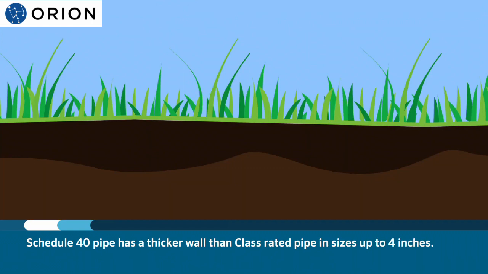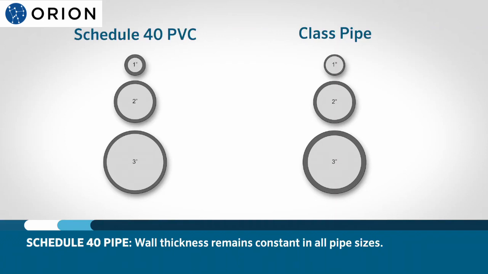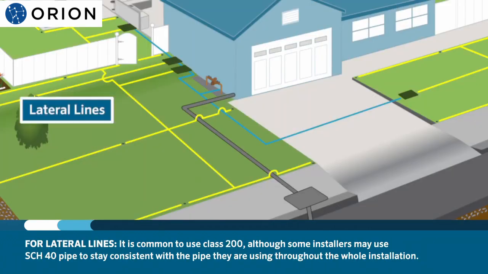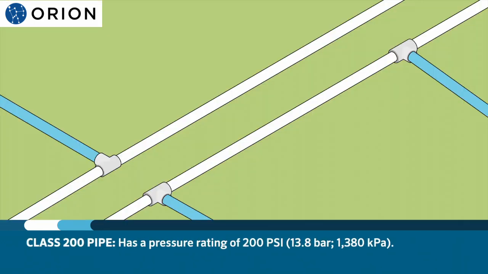Schedule 40 is thinner walled than Schedule 80. In Schedule 40 pipe, the wall thickness remains constant in all pipe sizes. For lateral lines, it is common practice to use Class 200, although some installers may prefer to use Schedule 40 to stay consistent with a pipe that is already being used throughout the whole installation. Class 200 pipe at any size has a pressure rating of 200 psi.